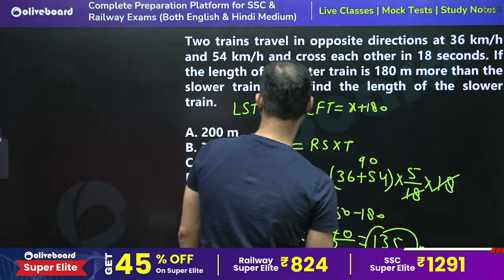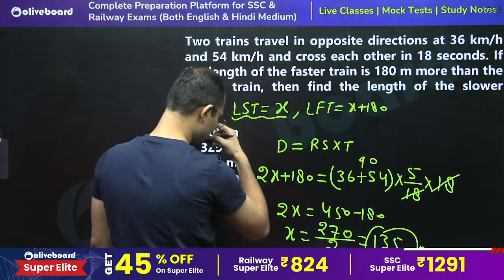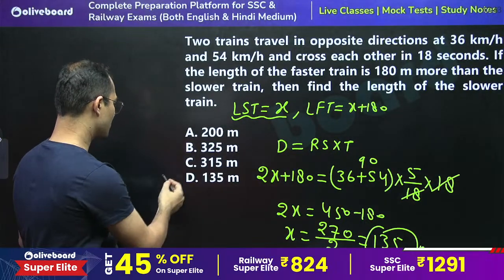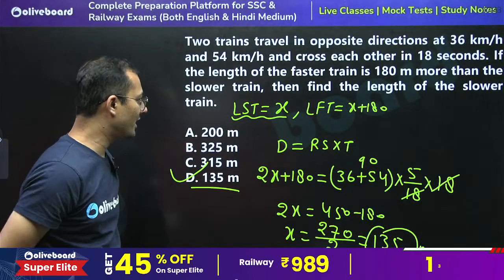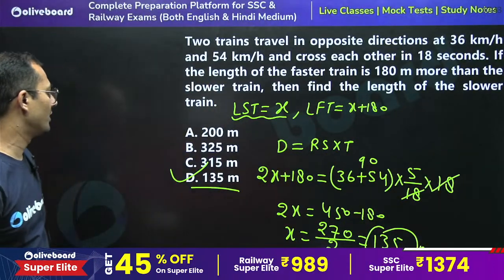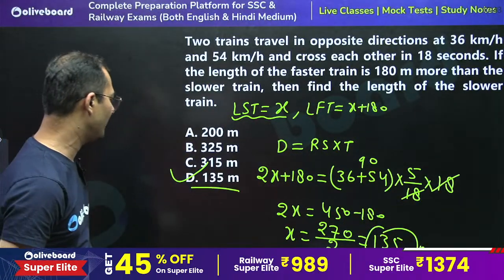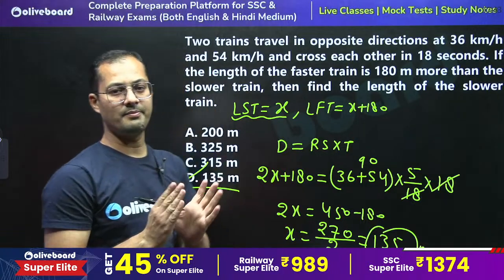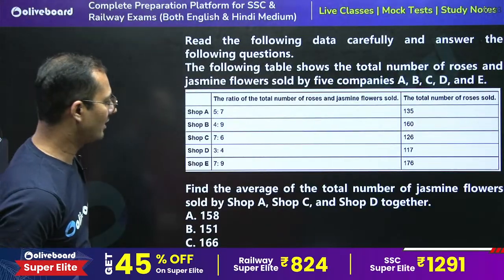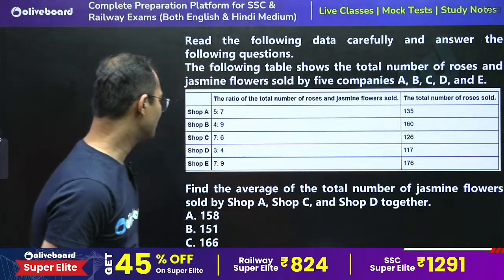See, x is the length of the smaller train, right? Okay, slower train. So we can say that D part is the right answer. So the length of the slower train is going to be 135 meter. Yes, 135 meter is the right answer. Now tell me what is the answer for this question.